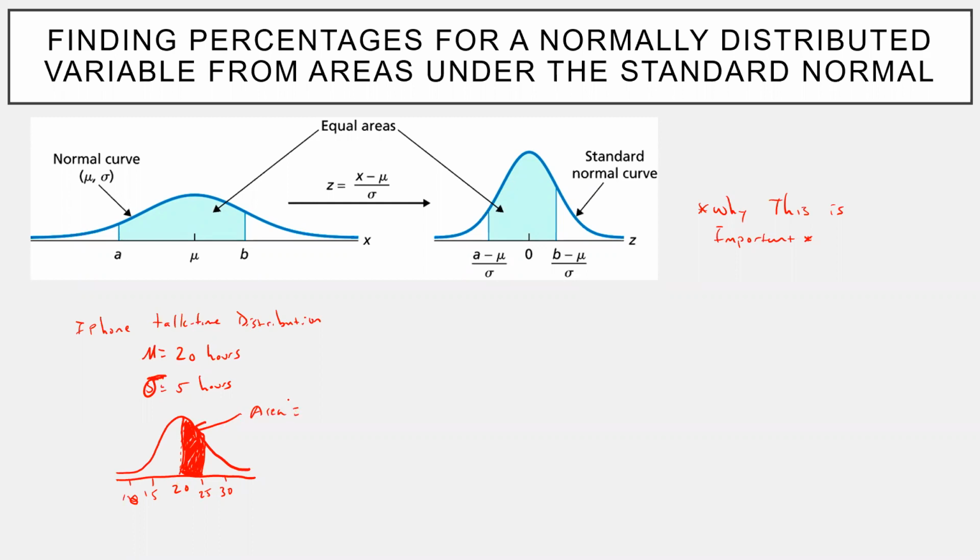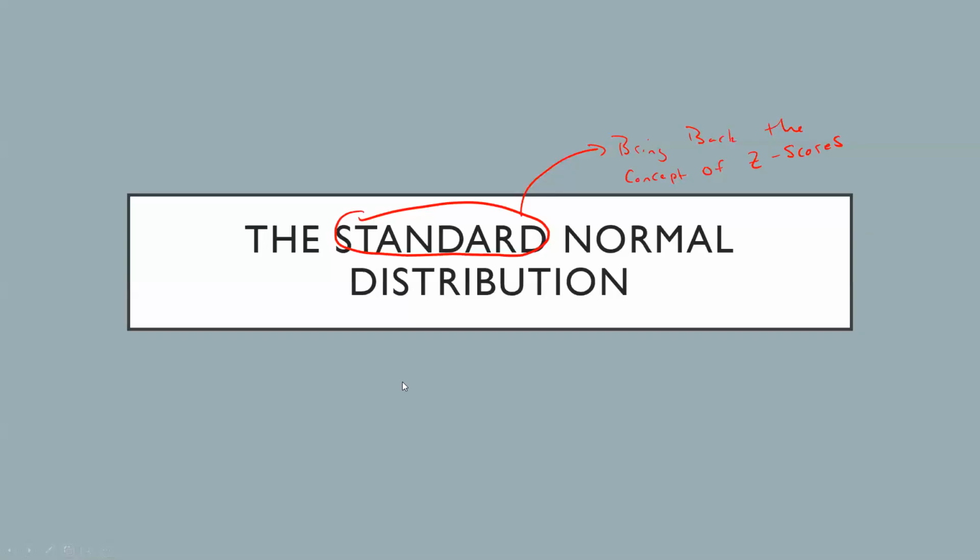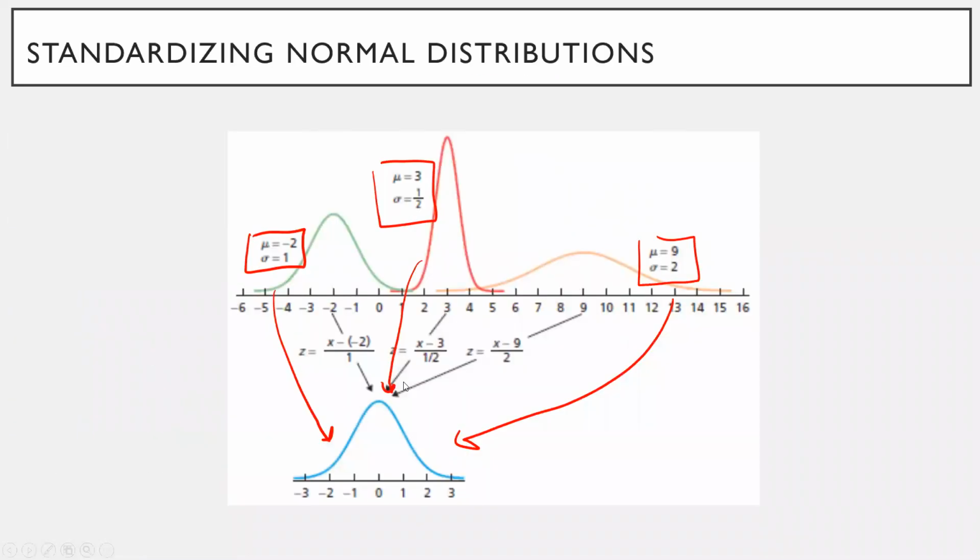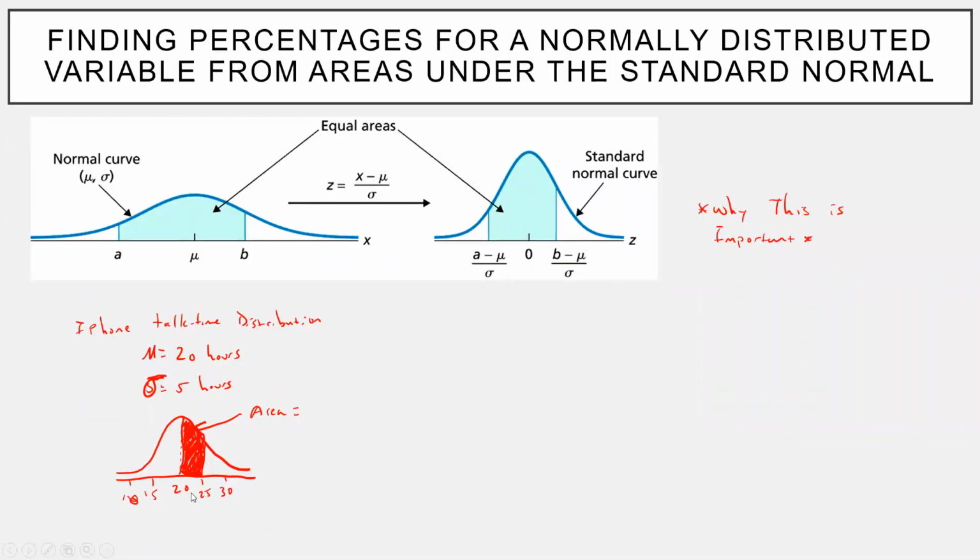Let me go back. What is the area under the curve between 20 and 25, so from the mean to 1 standard deviation? That's 34. Yes, perfect, 0.34. And so let me draw the standard normal curve now. The standard normal curve has a mean of 0 and standard deviation of 1.